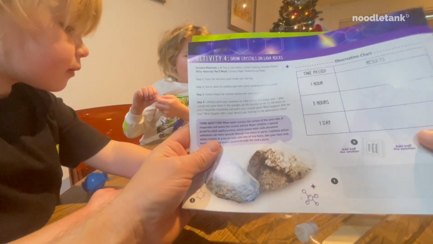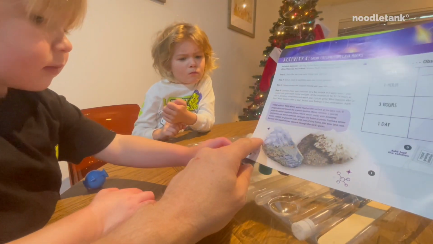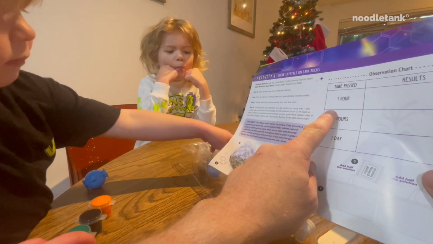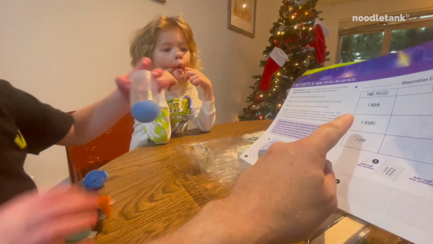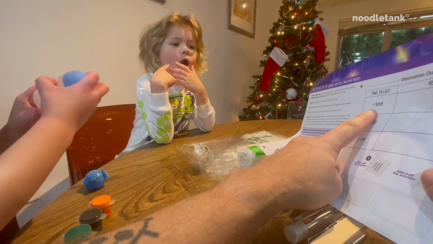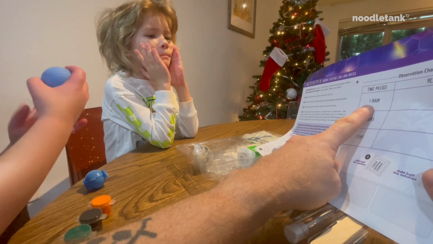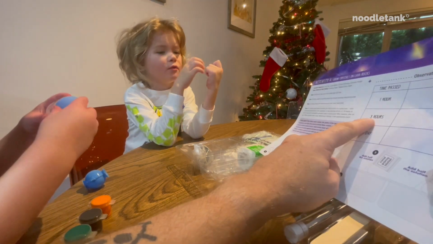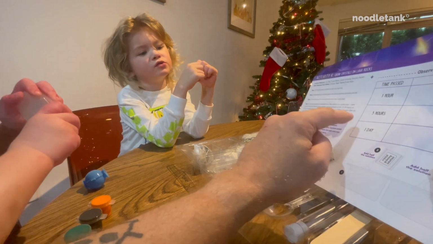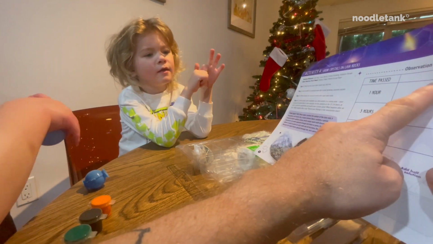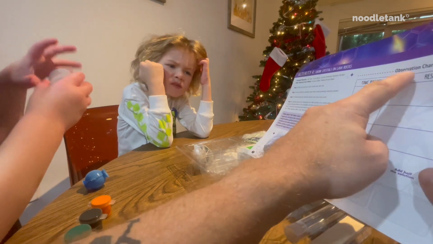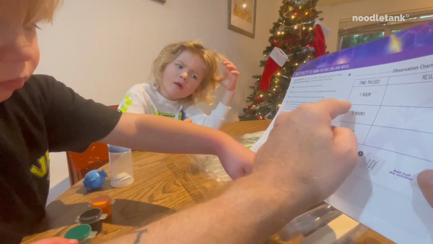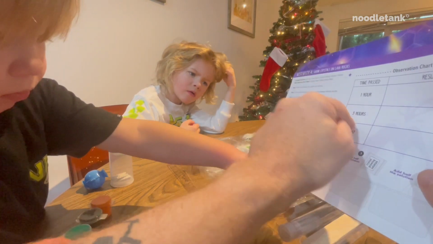Okay, so this takes a day, Jacob, look. So, you have to fill in your observation chart here. It says time passed. Time, 1 hour. 3 hours. 1 day. And then what does this say? It says results. Okay, so what you have to do is you have to put your results in writing, what happens to the crystal after 1 hour, 3 hours, and 1 day.